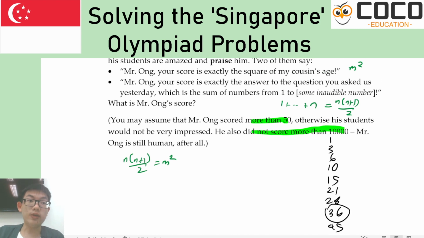Now, n plus 1 equals m squared is quite interesting. This is quite interesting because let's multiply it over first. Now, n times n plus 1 is 2m squared.